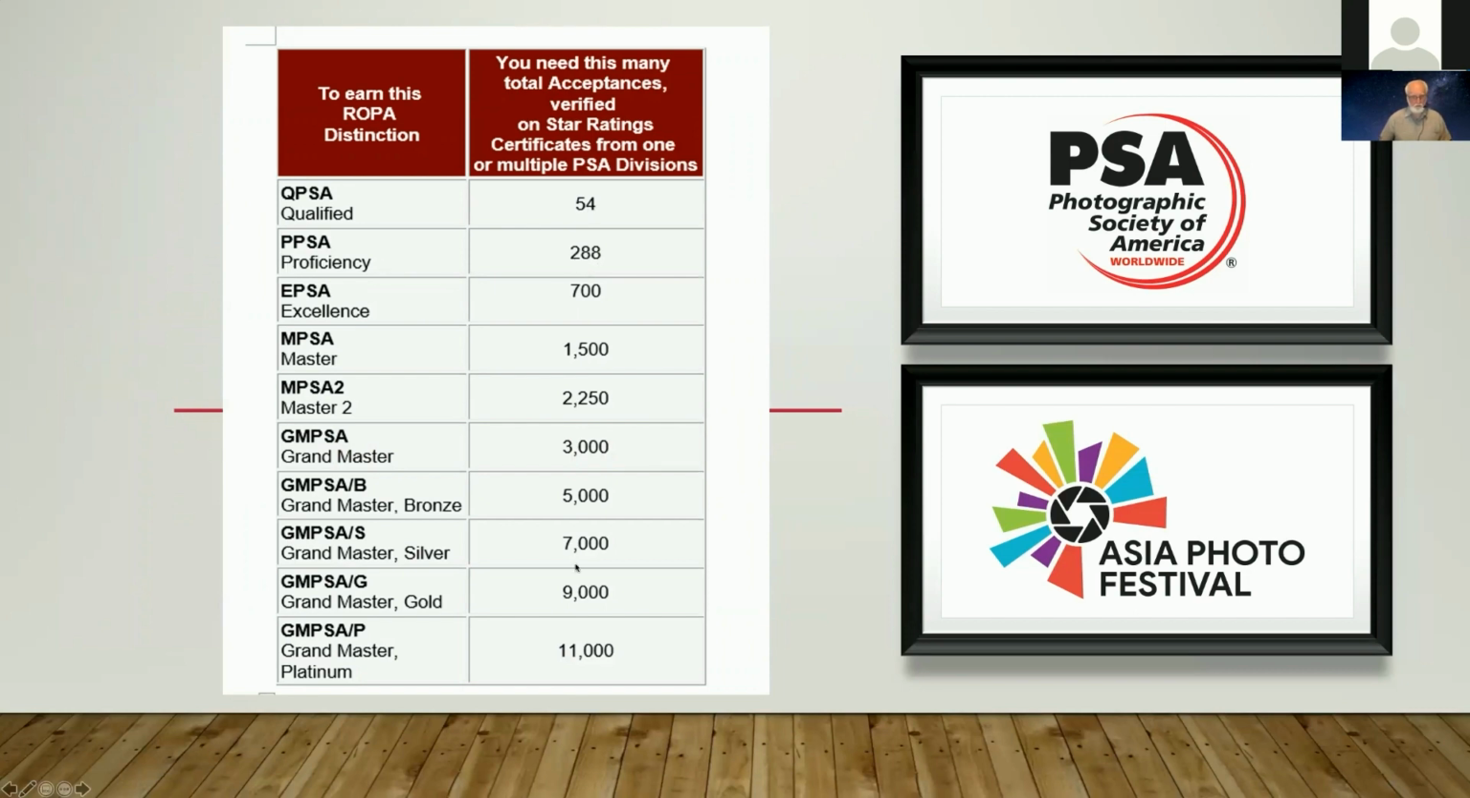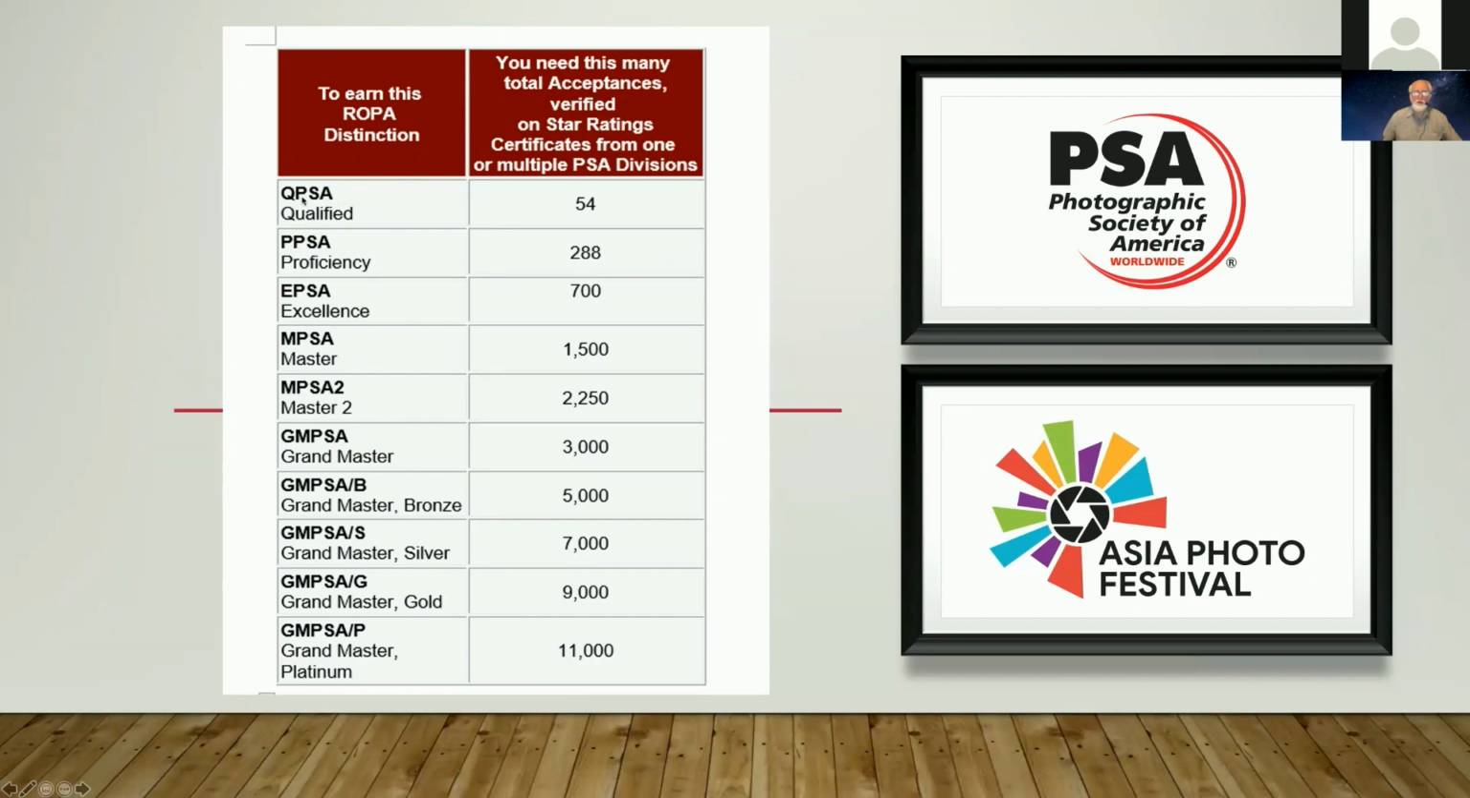PPSA 288 and so on. Now, the really keen ones finally get up to Grandmaster Platinum, which is 11,000 acceptances, but that's a long way off for most people. Something that's very important, you don't have to apply for each one of these in turn.